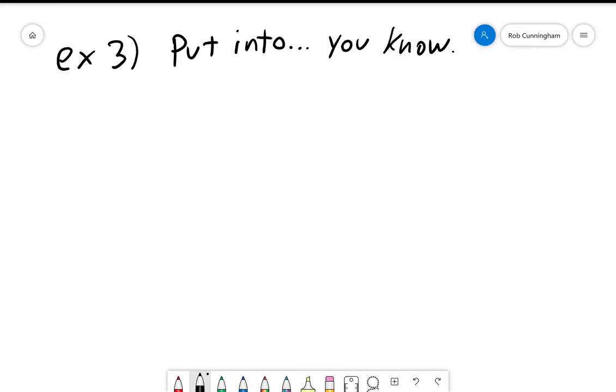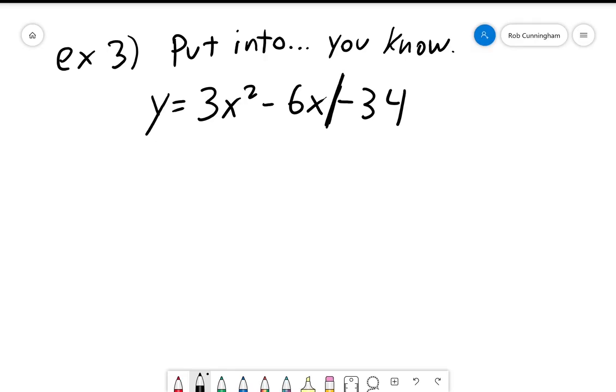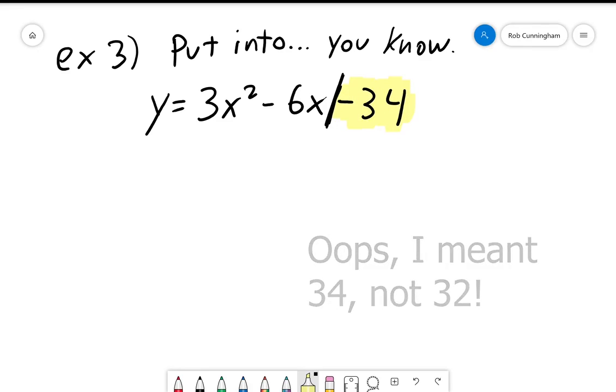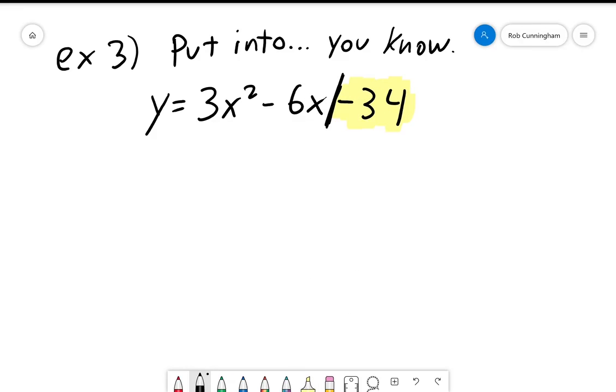Our next example will be y equals 3x squared minus 6x minus 34. So once again, I'm only going to look at the first two terms for the moment. I'll deal with this negative 34 a little bit later. So I'm going to factor that 3 out of the first two terms.